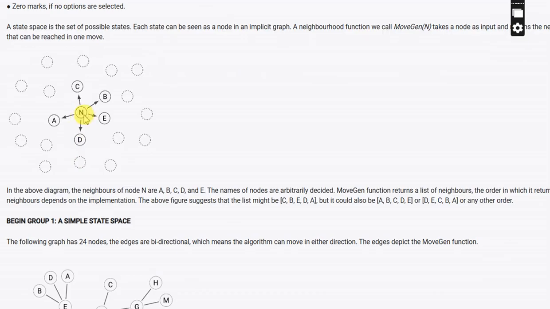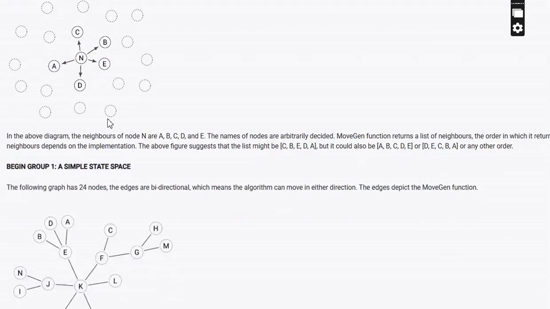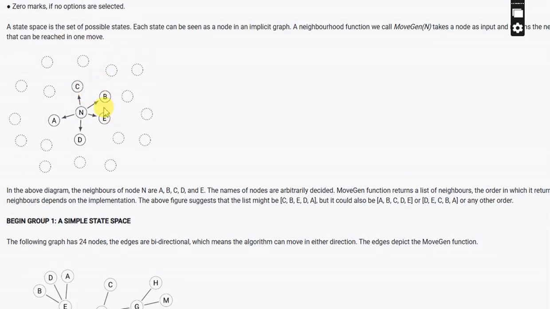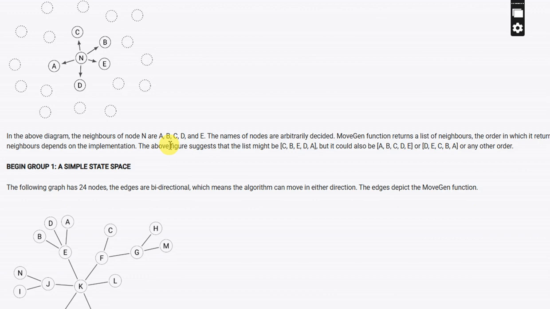So n can move to A or D or E or B or C. This is the nearest neighbors of n. When the moveGen function of n is called, the open list of n will have the nodes A, C, B, E and D present. The neighbors of node n are A, B, C, D, E, with the names of the nodes arbitrarily decided, and the moveGen function returns a list of neighbors, and the order in which it returns them depends on the implementation.